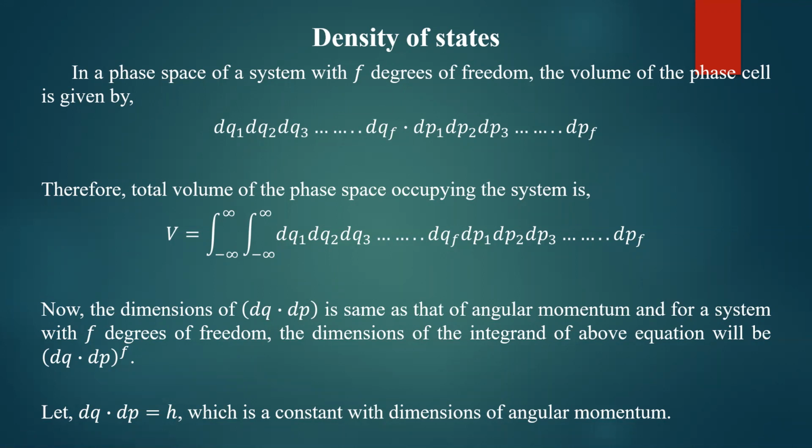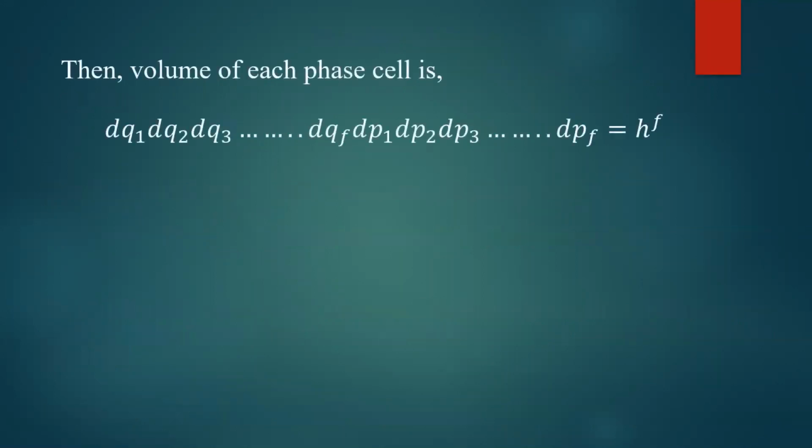Okay, if you go to the quantum mechanical treatment, this h will be Planck's constant, but in classical physics we'll consider this product of dq and dp is equal to some constant h. If you go to the quantum mechanical treatment, then definitely this h is Planck's constant there. Here we'll consider h is an arbitrary constant, which has the dimension of angular momentum. So therefore I can find out the volume of each phase cell as h to the power f.